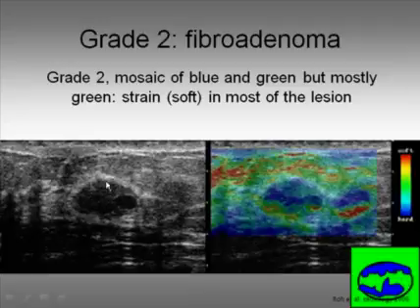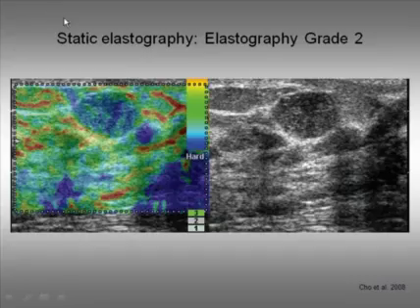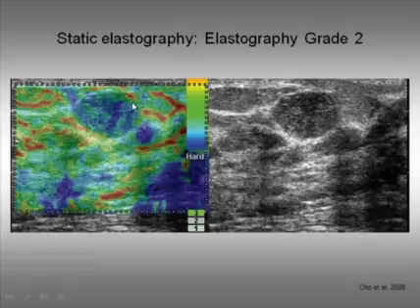Here again is another fibroadenoma, a little bit firmer, but a random distribution of blue and green in the color map, telling you that it's fairly soft. Most investigators have considered grade 2 also to be benign. And another example of a fibroadenoma with a mosaic pattern of blue and green.